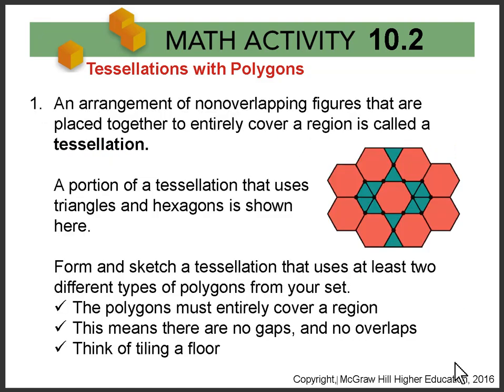In question 1, an arrangement of non-overlapping figures that are placed together to entirely cover a region is called a tessellation. A portion of a tessellation with triangles and hexagons is shown here. It's a portion because you can keep adding triangles and hexagons and extend infinitely in all directions. Form and sketch a tessellation that uses at least 2 different polygons from your set. And remember, they have to entirely cover a region. There can be no gaps and no overlaps.